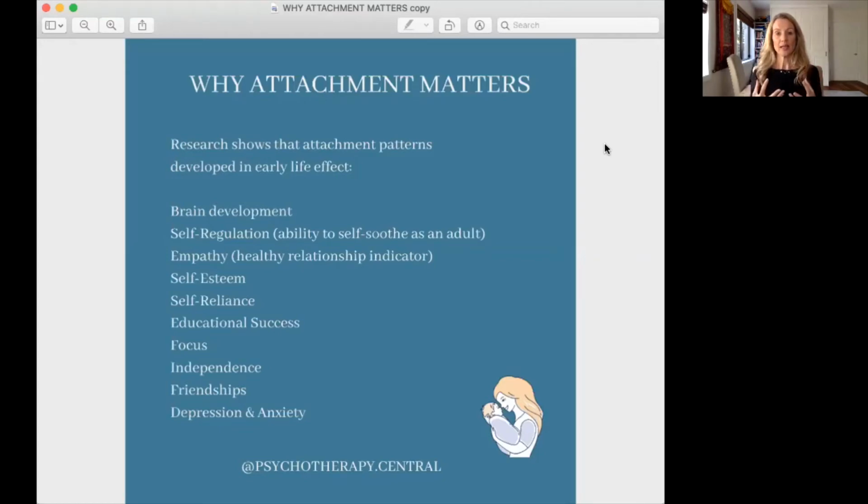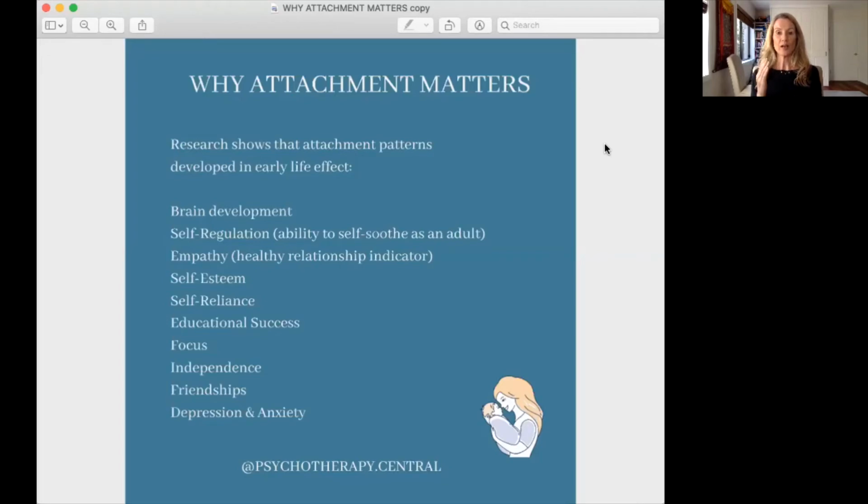As we get older, the way that we have learned to get our needs met and be in relationship with the mother or the primary caregiver repeats itself in our adult relationships. So it becomes a subconscious expectation. Even if the person we're in an intimate relationship with doesn't behave in the same way that our mother behaved, there's still a subconscious expectation that they will.